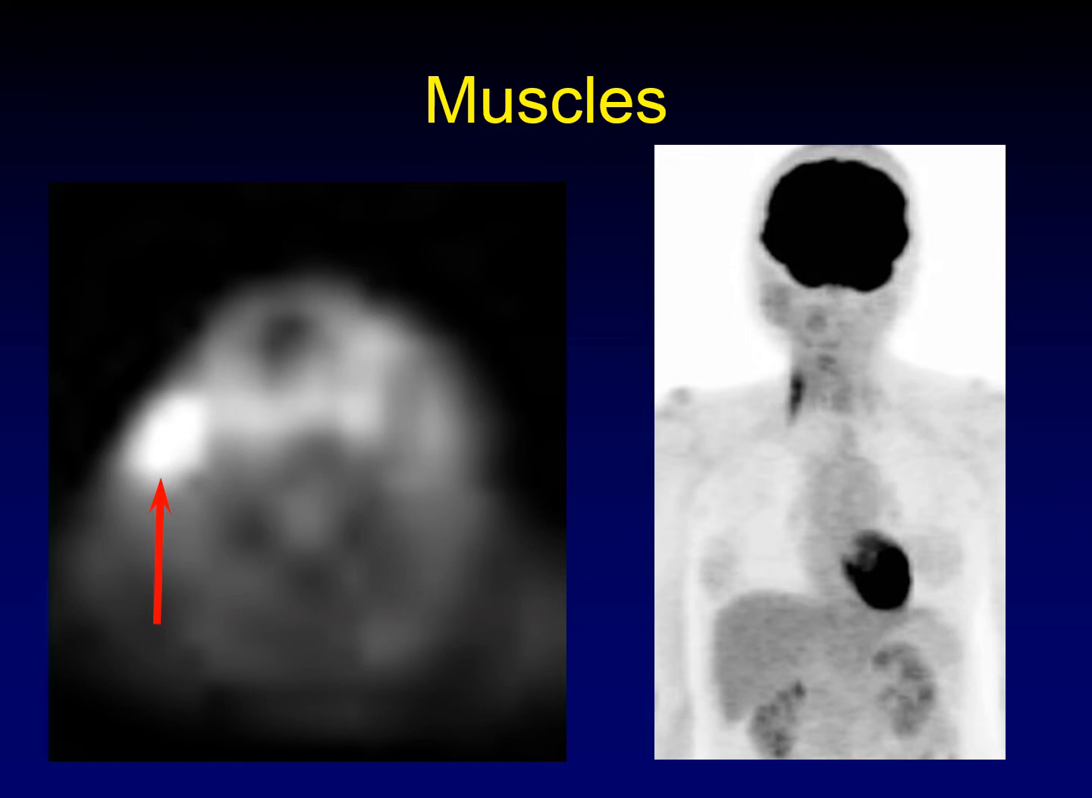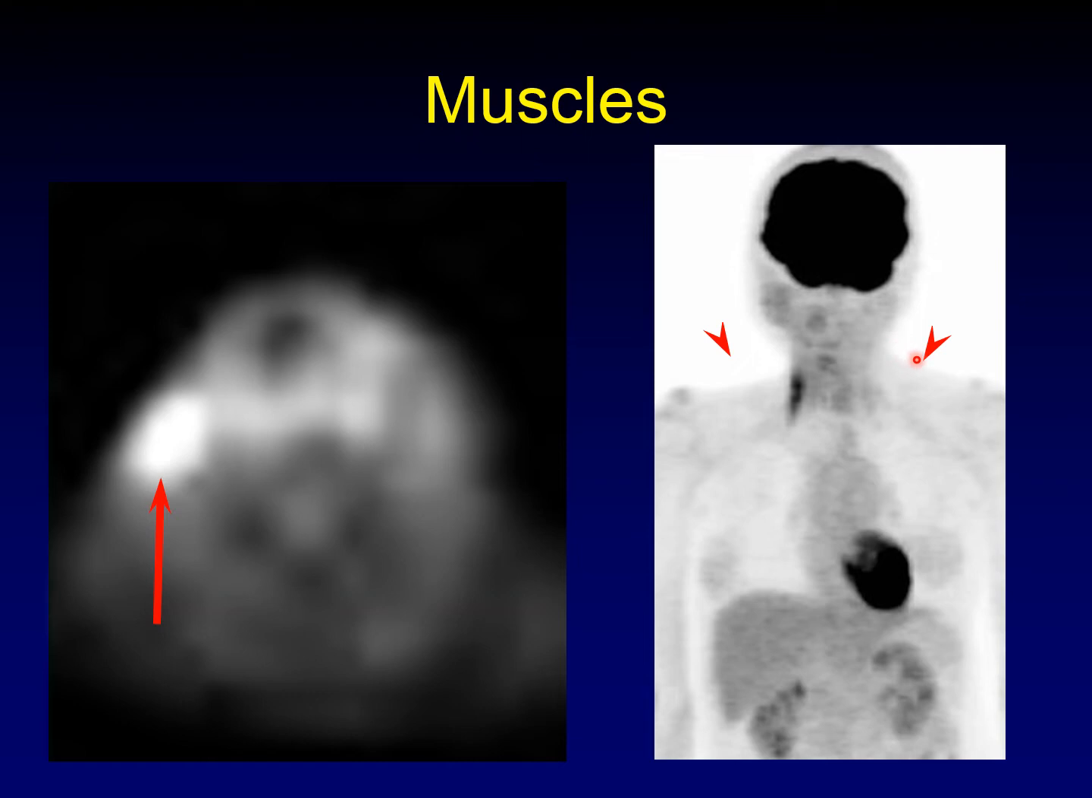Here's another post-treatment scenario in which muscular uptake can be very confusing. If you just look at the PET images here, there is a rounded area of increased FDG avidity in the lateral neck after neck dissection, very concerning for recurrent disease. Maybe there's a clue here in the maximum intensity projection, very linear, longitudinal. That sounds a little more like a muscle.